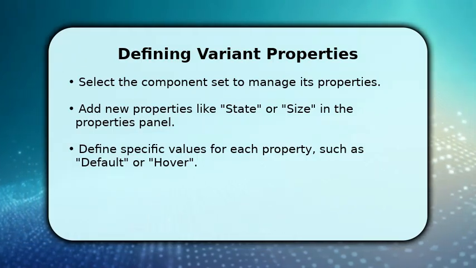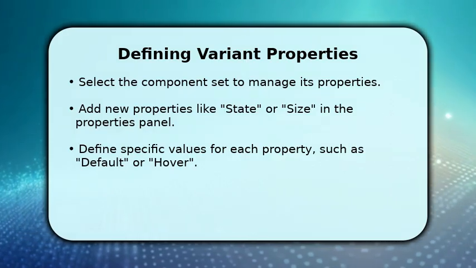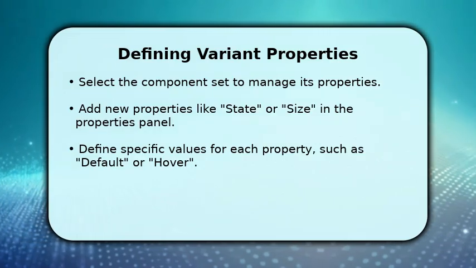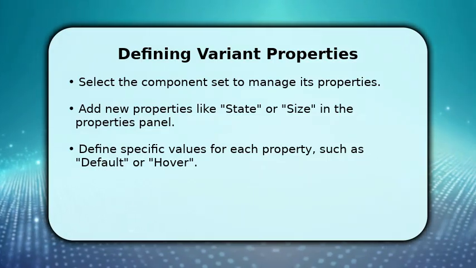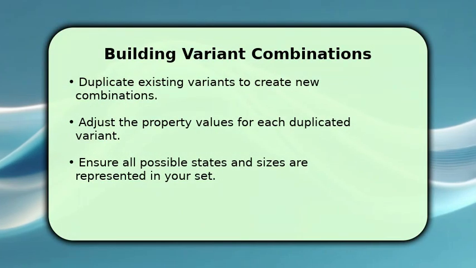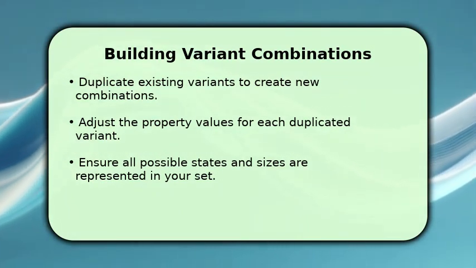Then, for each variant within your set, you can assign a specific value to this property, such as default or hover. This structured approach ensures that each variant is clearly defined and easily identifiable within your design system, improving clarity and consistency. To create different combinations, simply duplicate an existing variant within your component set.